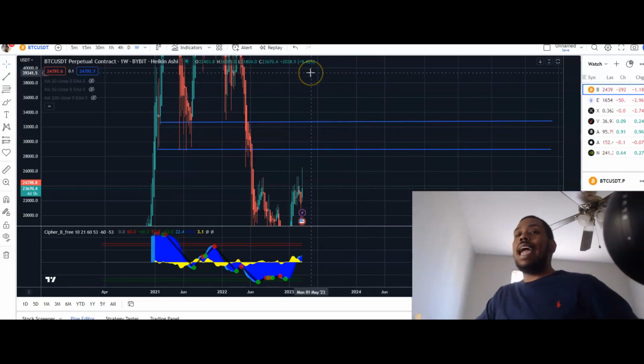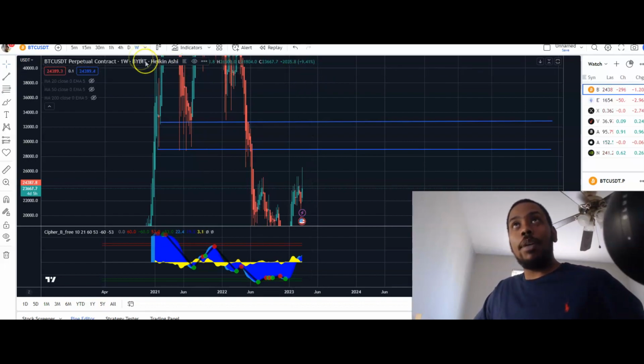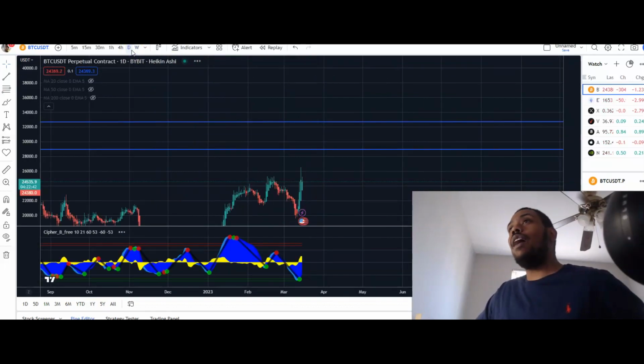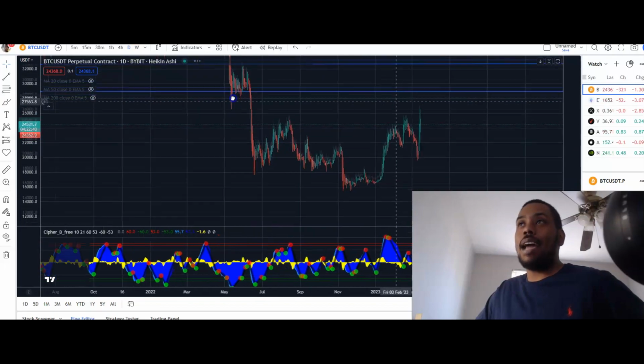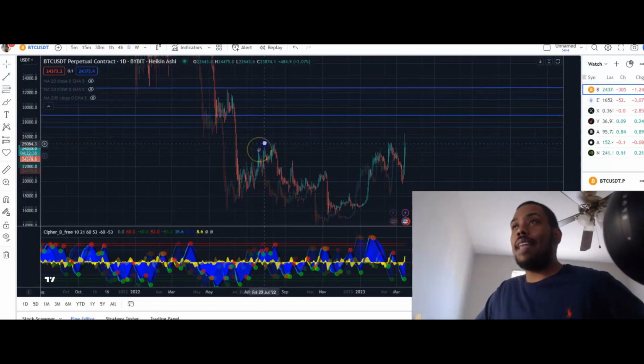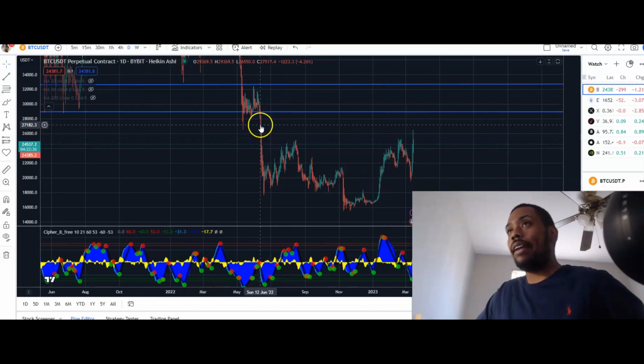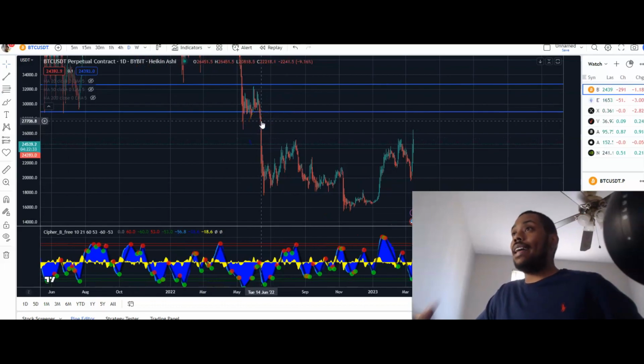So that's a more long-term picture of the market. Most of the time I do this on Sunday. Now, I want to let you guys know, we plotted that out on the weekly. We just moved down to the daily. The lines are still there.